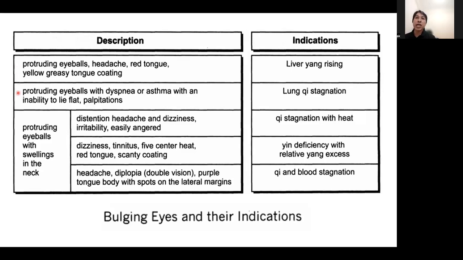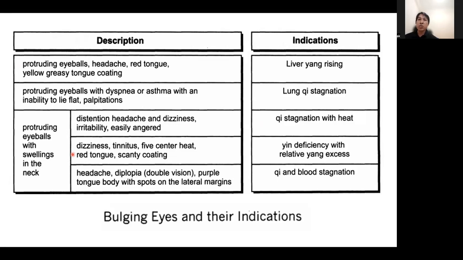If protruding eyeballs with dyspnea or asthma with an inability to lie flat, palpitation, it is an indication of lung qi stagnation. Okay? Protruding eyeballs with swelling in the neck, with distension, headache, and dizziness, irritability, easily angered. It is an indication of qi stagnation with heat.